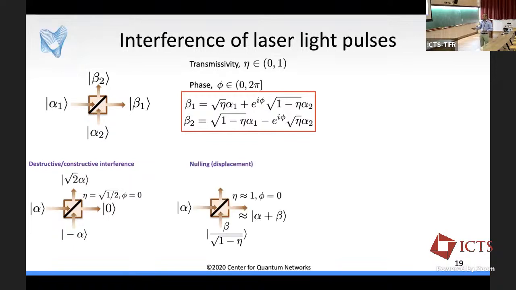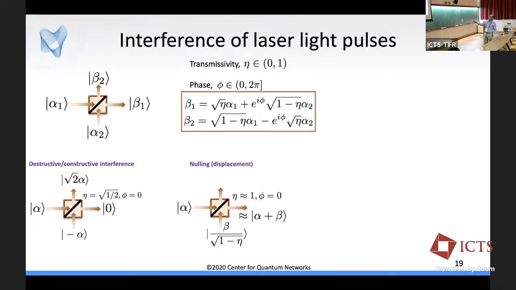You can also do more fancy things. For example, what if I choose alpha two to be some complex number beta divided by square root of one minus eta, and the phase to be zero, and the transmissivity I take to be say 99.9%, something very close to one. Then if you were to substitute this into this first equation, let's see what we get. Take this, this is alpha two. Let's put alpha two over here.